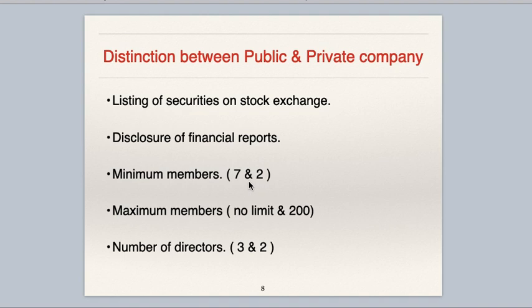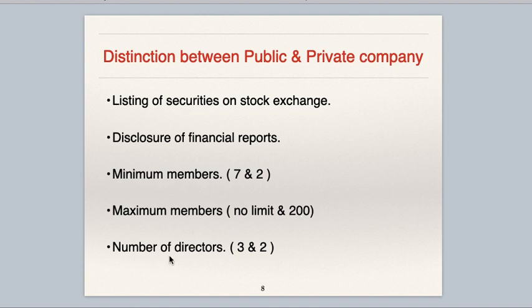Minimum 7 members must be required to form a public company, whereas minimum 2 members must be required to form a private company. Next point of distinction, maximum members, maximum number of shareholders. There is no maximum limit of members in a public company, whereas the maximum limit of members in a private company is 200.